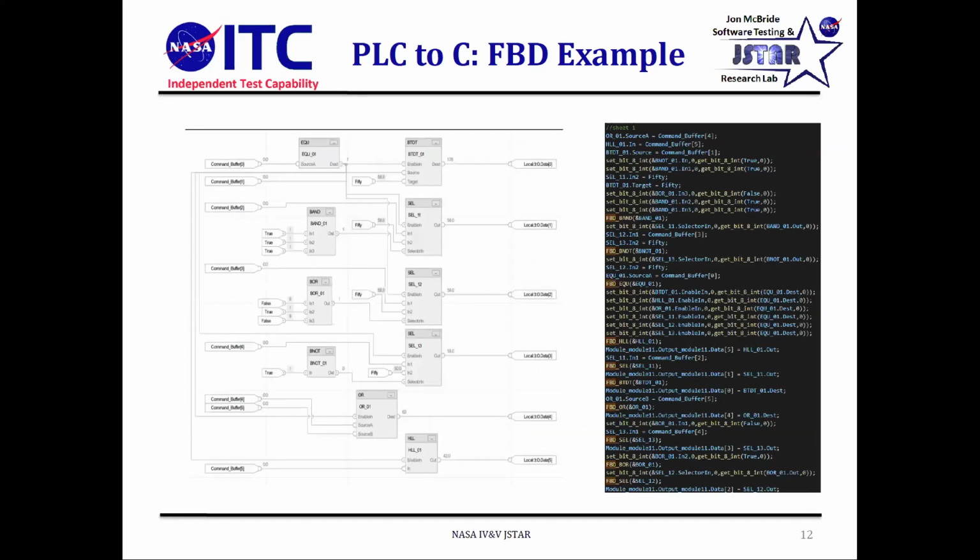So here's an example of an FBD conversion. It's a little hard to look at since, like I said, it does a topological sort, but the left-hand side is what FBD looks like graphically, and on the right-hand side is the auto-converted C. Next slide.